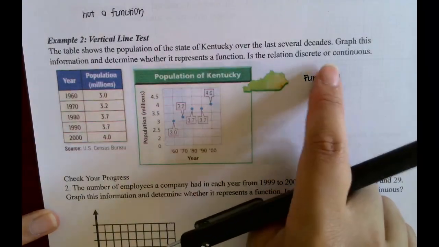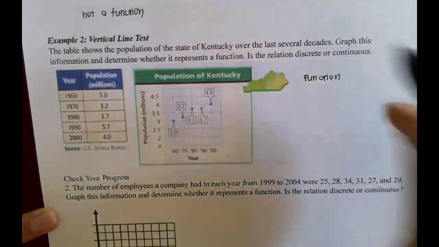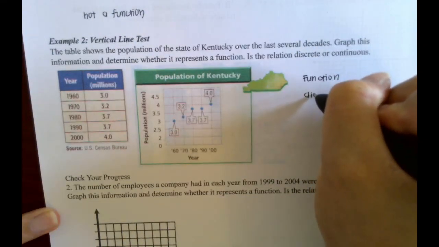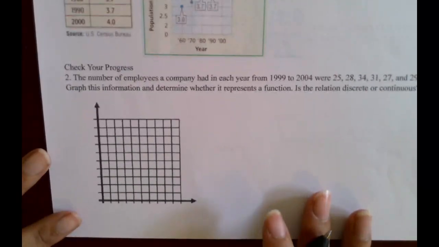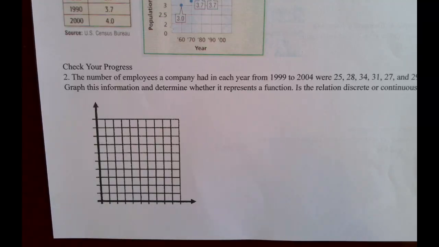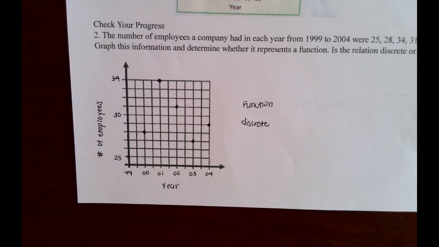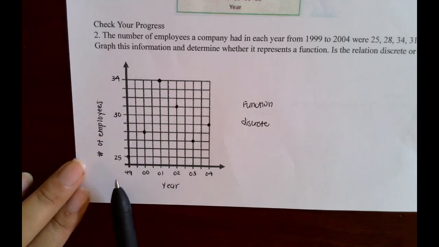Is the relation discrete or continuous? Since these are individual points that aren't connected, this is considered discrete. Okay. So you're going to try number 2 on your own. You're going to graph the information, decide whether it's a function, and then if it's discrete or continuous. Okay, here you go. You should have a graph similar to this. The x-axis is the year. The y-axis is the number of employees.